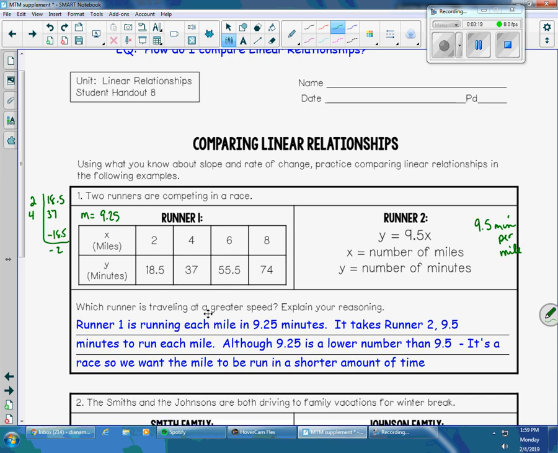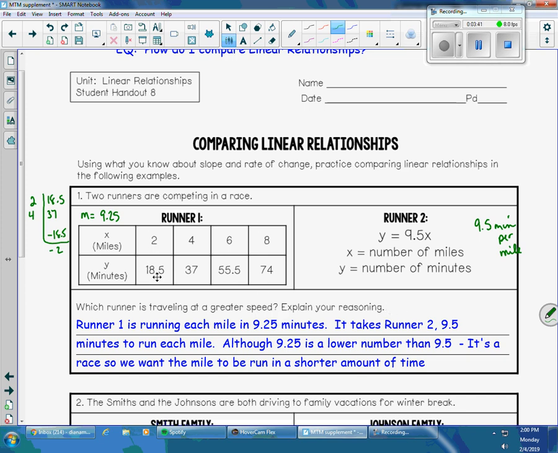Usually when we're talking about a greater speed or something greater, we're going to be ordering from greater to smaller. But you just have to compare the relationship in whatever we're talking about. And we are comparing the slopes. Guys, remember early on I told you slope, rate of change, unit rate, all of those things are synonyms.